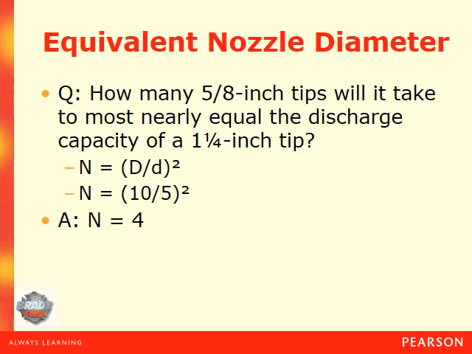So how many 5/8 inch tips will it take to most nearly equal the discharge capacity of a 1 1/4 inch tip? Plug in your variables and you get 10 divided by 5. That becomes 2, and then 2 squared is 4. So the answer would be 4.